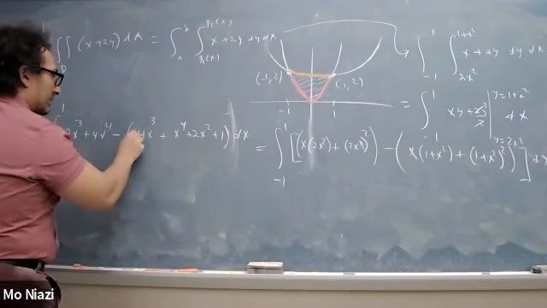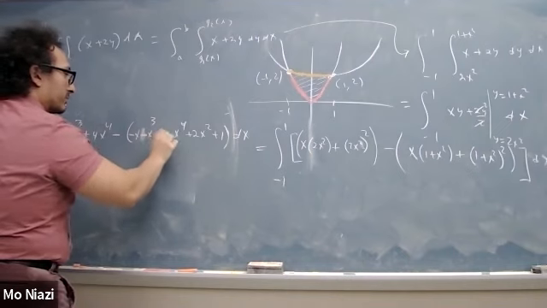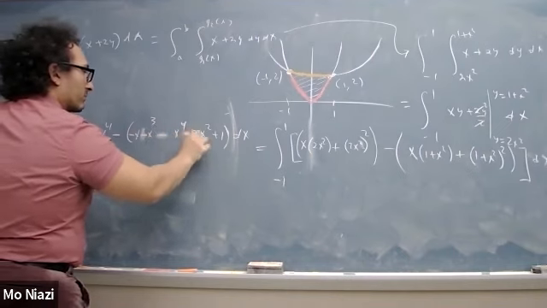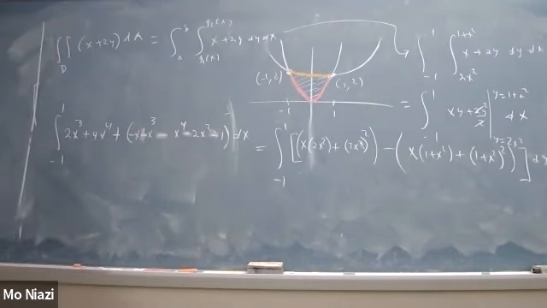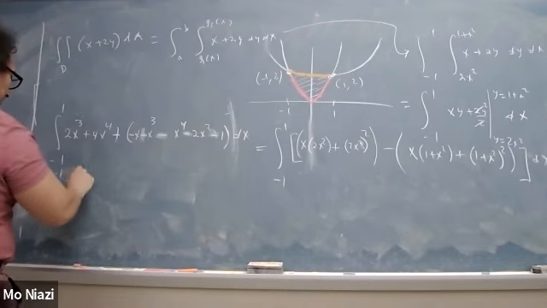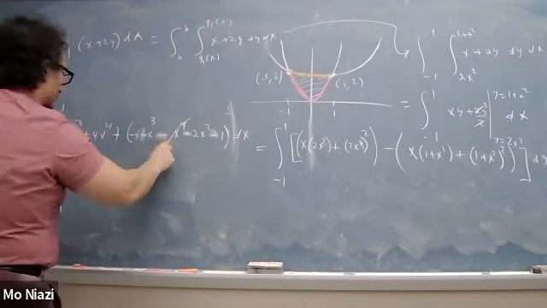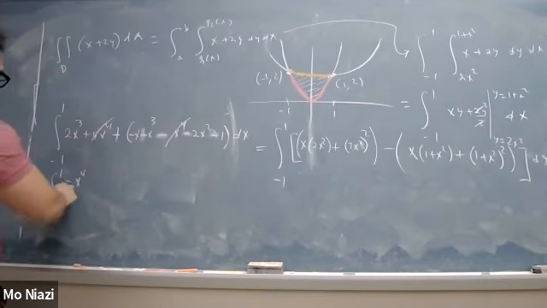Let me distribute this minus now. Distribute the minus to each term, and make this a plus. Now we can do some cancellation here. All right, we got x to the 4th. You got this integral -1 to 1 of -x to the 4th, with this x to the 4th gives me just 3x to the 4th.